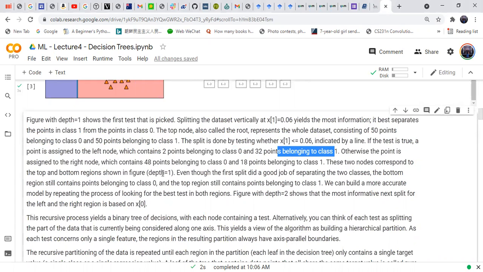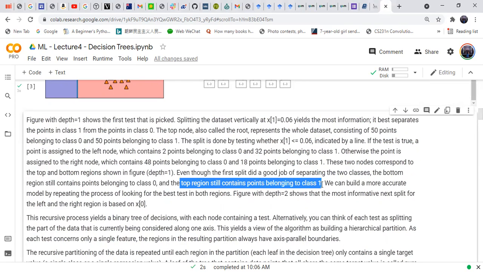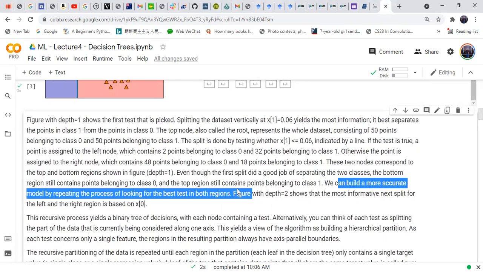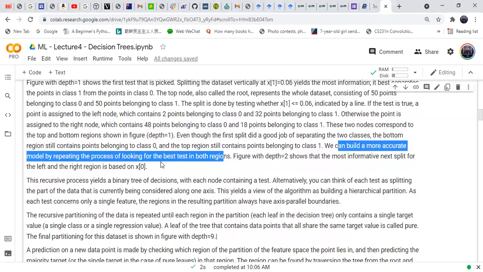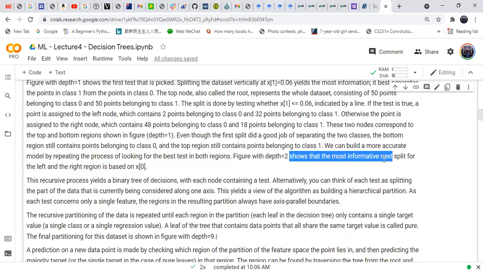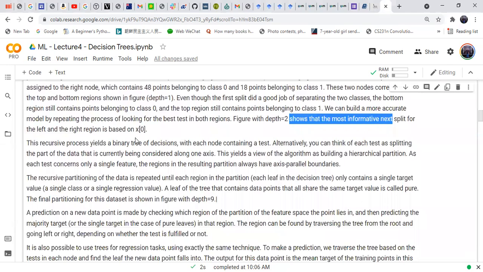Even though the first split, shown in the figure at depth level 1, did a good job of separating the two classes, the bottom region still contains points belonging to class 0, and the top region still contains points belonging to class 1. We can build a more accurate model by repeating the process, looking for the best test in both regions. The figure with depth equal to 2 shows the most informative next split for the left and right region, based on the attribute x equal to 0.